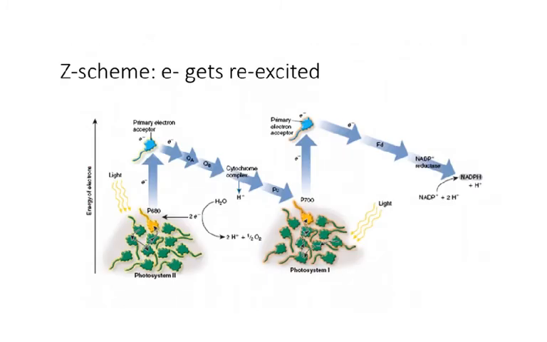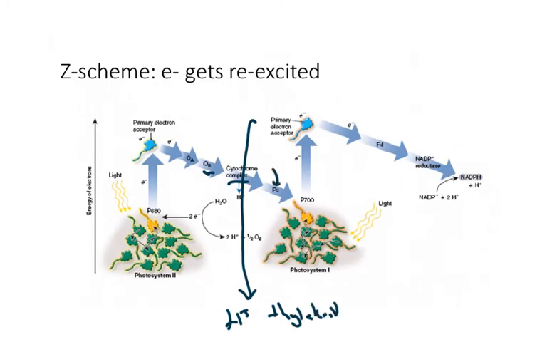And as it gets transported away, as QB gets moving, it's going to transfer that electron to another molecule, the cytochrome complex, which actually uses it to pump hydrogen into the thylakoid lumen. And then it gets passed to this other guy, little PC.